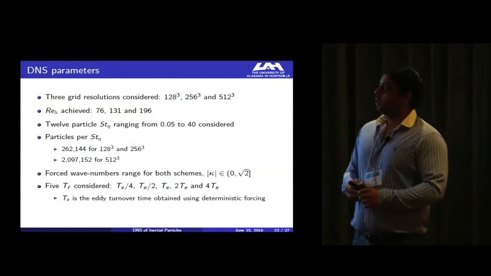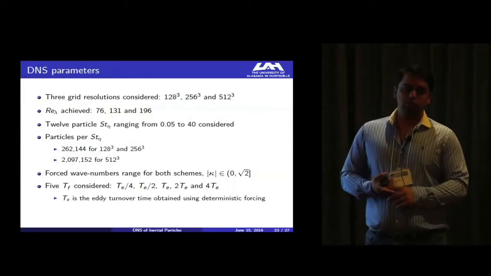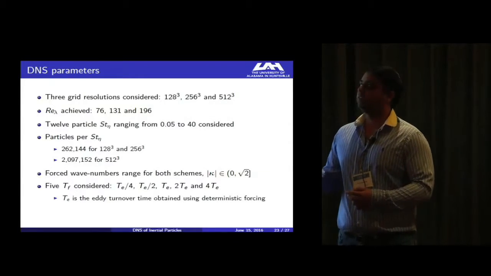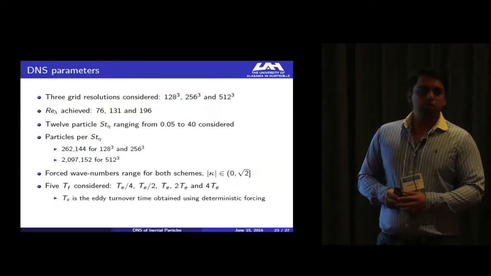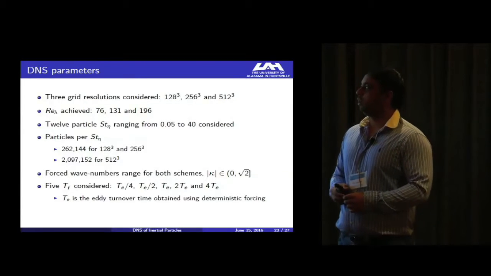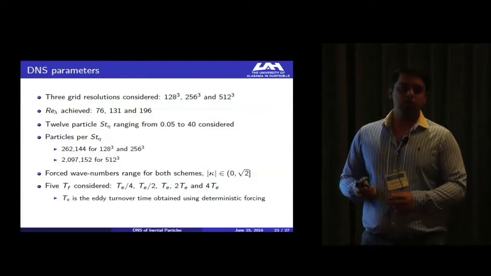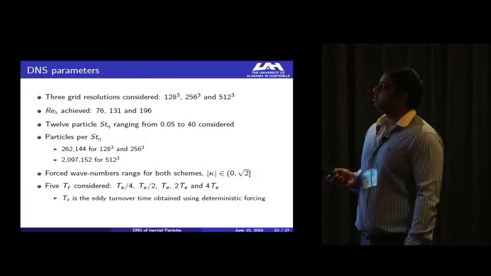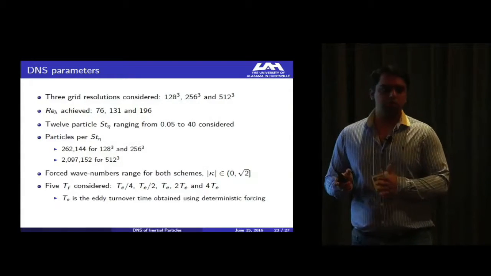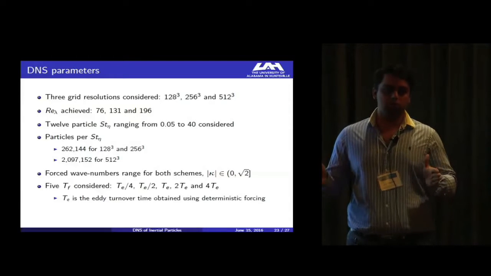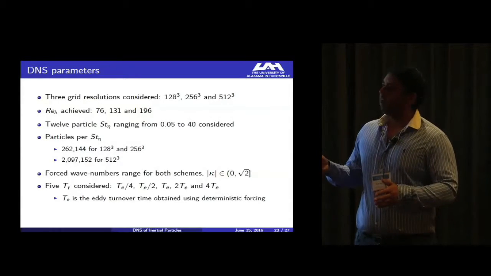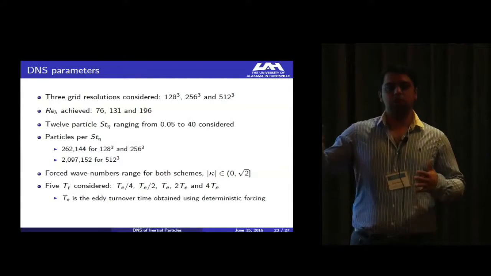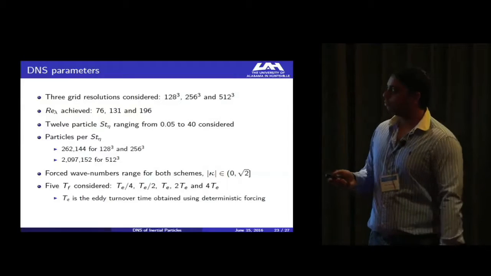In our study, we are currently considering three different grid resolutions to study the effect of forcing time scales: 128 cube, 256 cube, and 512 cube. The Reynolds numbers we are trying to achieve here are 76, 131, and 196, based on the Taylor microscale. Instead of just limiting ourselves to large Stokes numbers, we are considering the whole range of Stokes numbers, from 0.05 to 40, so that we can see the effects of large-scale forcing on small as well as highly inertial particles.